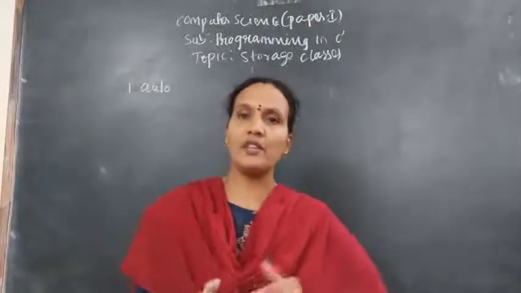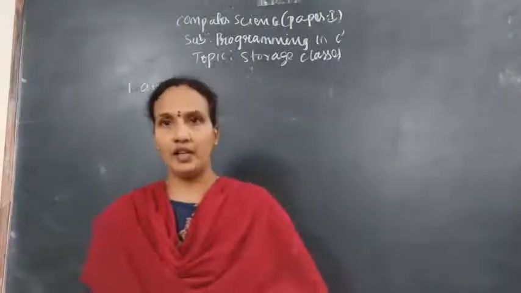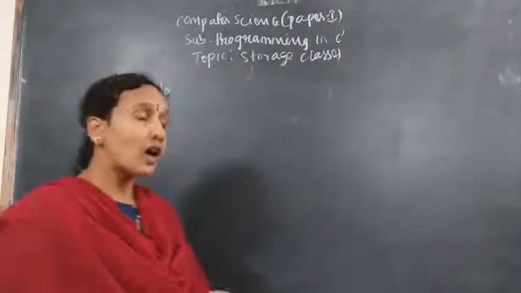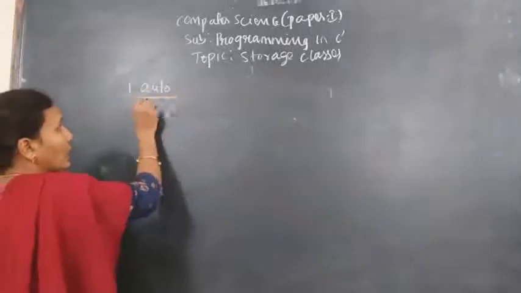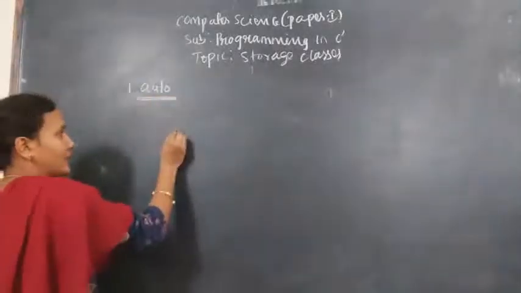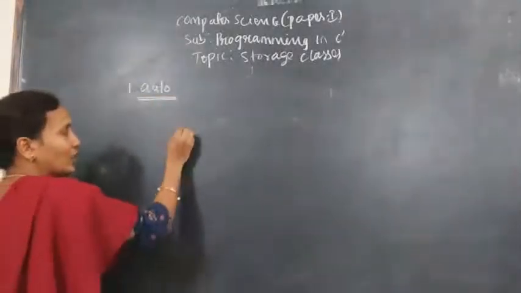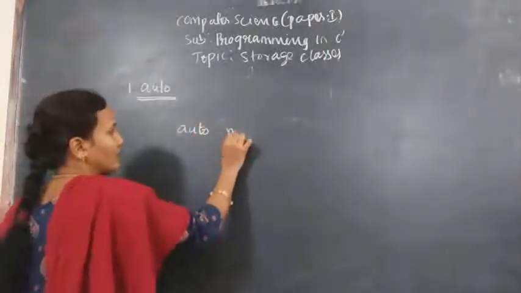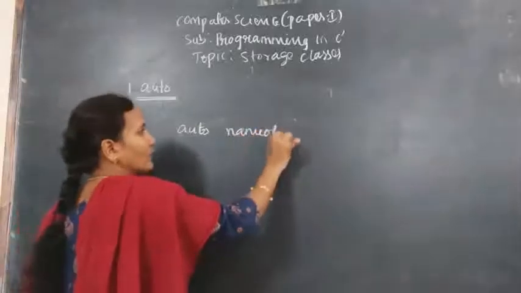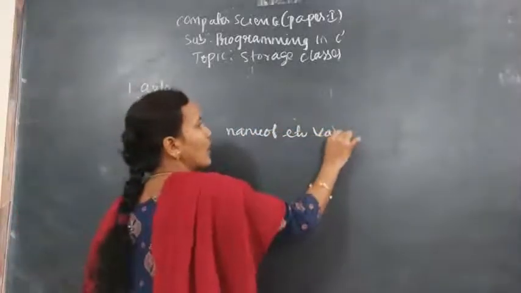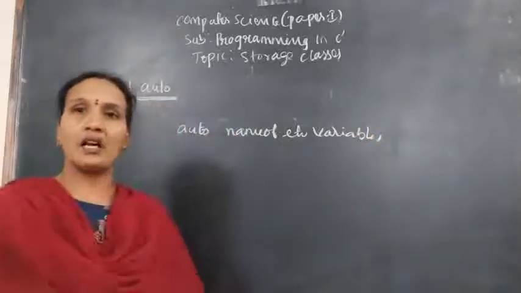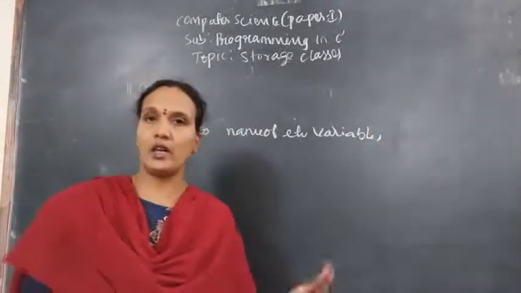Automatic means if you have not declared any variable with any particular storage class, that is considered as an auto variable. You can declare an auto variable like this: auto, name of the variable. Even if you don't declare it, that variable is considered as auto storage only. Auto is the default.